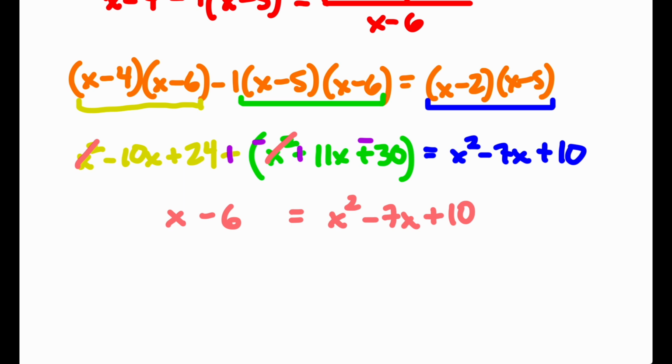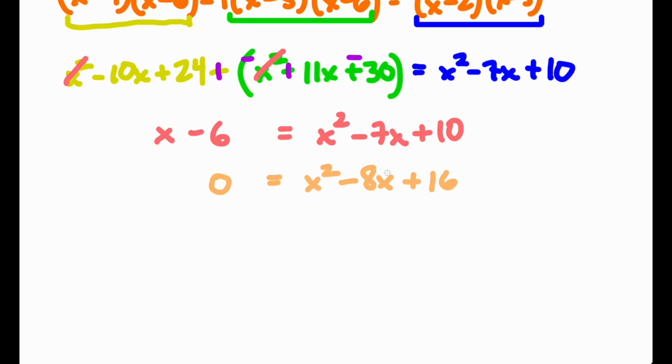All right, we have a quadratic equation. Let's set it equal to 0 by subtracting both sides by x minus 6. So that's going to cancel. Minus x here is going to go to negative 8x. Add 6 to both sides, and you're going to get a 16 here. All right, this one factors nicely. So it's going to be x minus 4 times x minus 4, so it's x minus 4 squared, essentially. And x equals 4 is a possible answer.